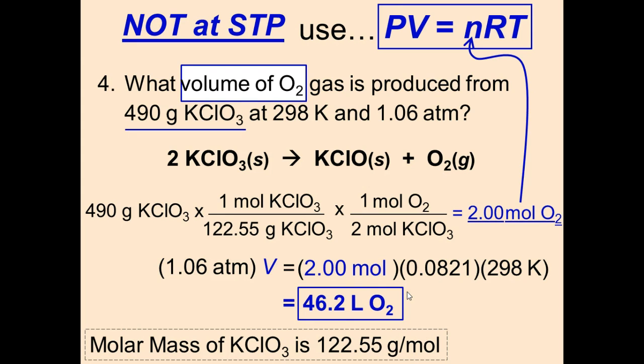So remember, you just work your way to moles, and then use the mole-to-mole ratio to convert to the other substance. And depending on whether it's at STP, we can go ahead and use molar volume. If it's not, we have to use PV equals nRT. And that is how you do these types of problems.